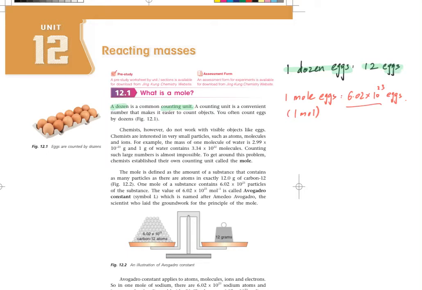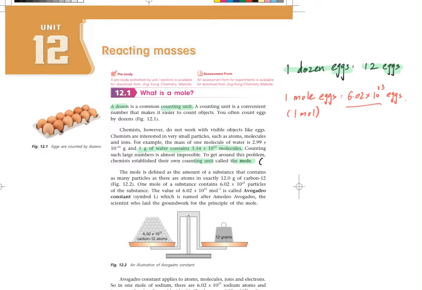But in chemistry, there are particles like atoms, molecules, even ions that are very small and also very difficult to count. Like one drop of water contains many water molecules. 1 gram of water actually contains 3 point something times 10 to the power 22 water molecules. So if you use a dozen to count it, it's very difficult. Therefore, chemists use their own counting unit that we call the mole.